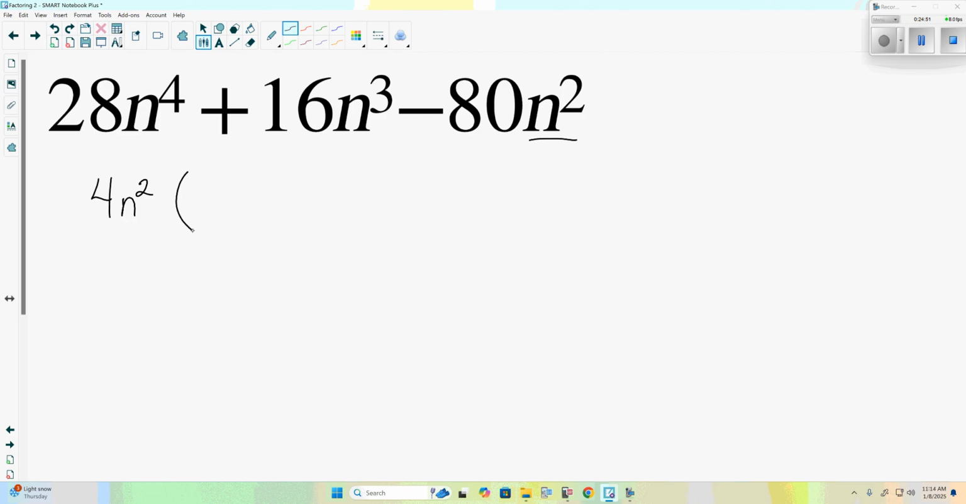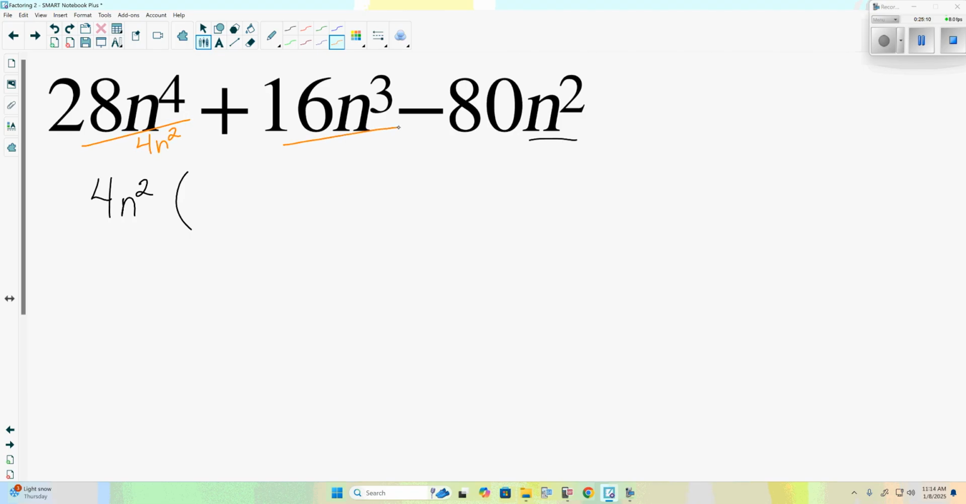2, because all of them have at least how many in it? The first one, n to the fourth, we have 4 n's. The second one, n to the third, we have 3. And the last one, we have n squared. So actually the greatest common factor for this is 4n squared. We can factor that out. And this is the first one where we've had a greatest common factor include a variable.